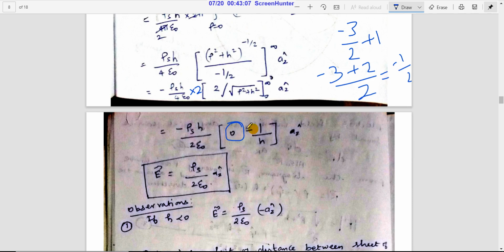So this 2 can be cancelled out, and the answer will be 2. So minus rho s h divided by 2 epsilon naught. This h and this h are going to cancel. Then our equation comes as rho s divided by 2 epsilon naught. Thank you.